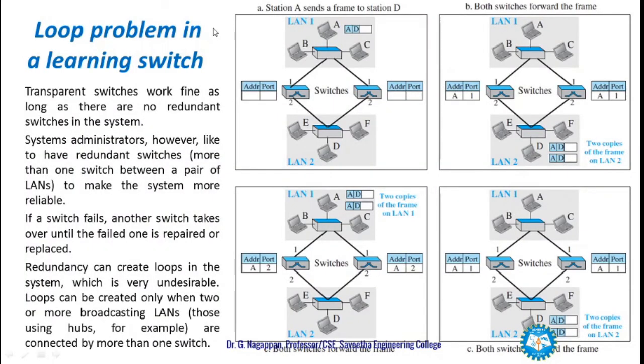There is one problem with the learning switch, that is the loop problem. Transparent switches work fine as long as there are no redundant switches in the system. But system administrators like to have redundant switches, more than one switch between a pair of LANs, to make the system more reliable. If a switch fails, another switch takes over until the failed one is repaired or replaced. Redundancy can create loops in the system, which is very undesirable.